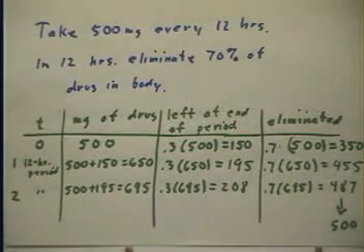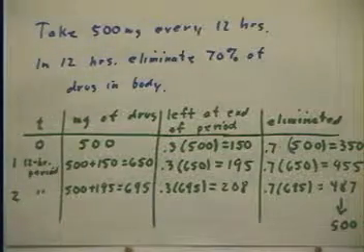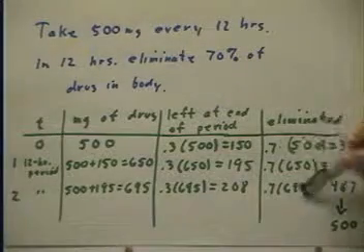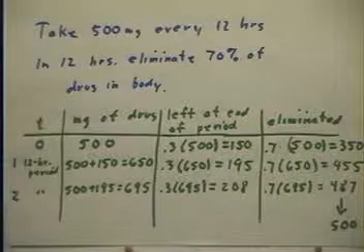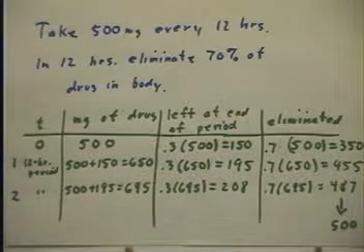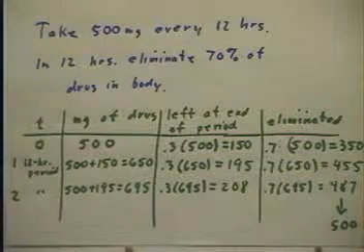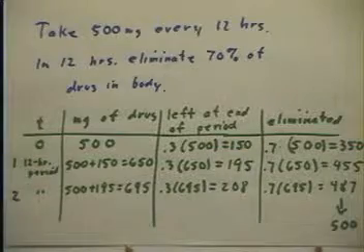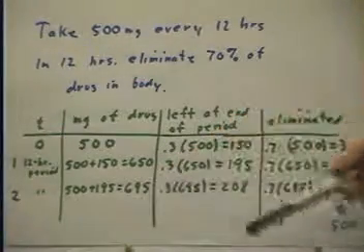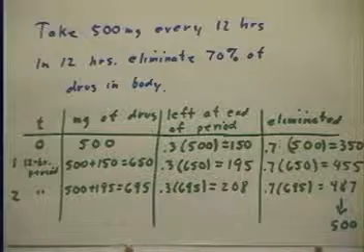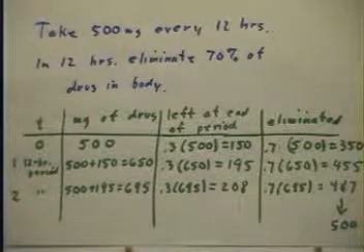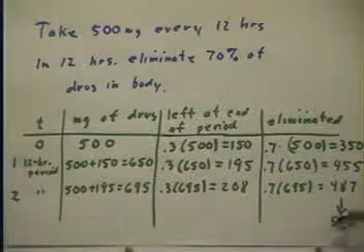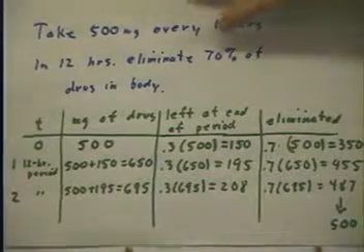Now let's think about the process for a minute. What's the maximum amount that could be eliminated if this process continues? Obviously, we can't eliminate more than 500, because we're only taking 500 milligrams. If we eliminate more than 500, the amount of drug will decrease, and it's not going to do that. So somehow the amount eliminated is going to approach 500.